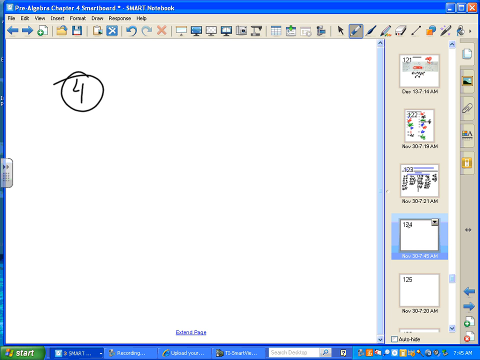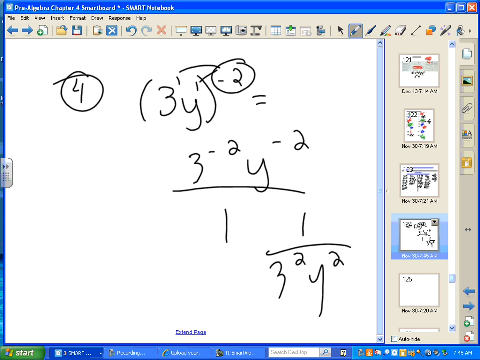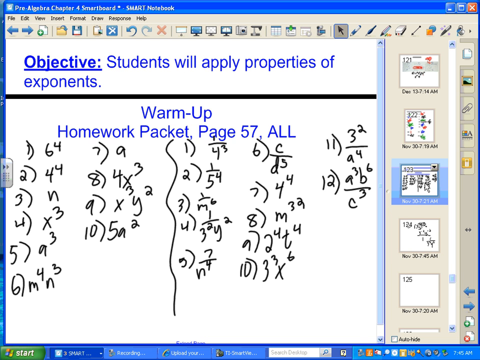Okay, number 4. 3y to the negative second. So first thing you do is put a 1 above the 3 and the y. Distribute negative 2 to each term. 3 to the negative second, y to the negative second. Move them to the bottom. Okay. Doug. Here, the answers are up there. Annalise.